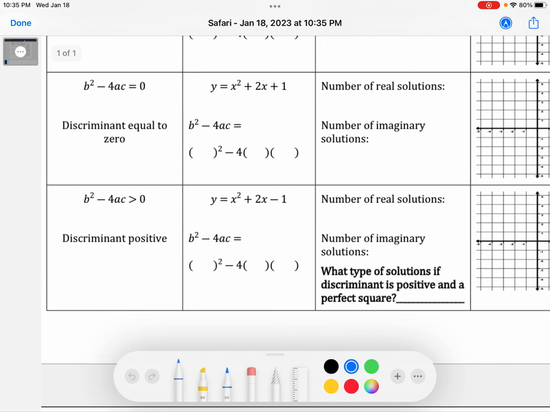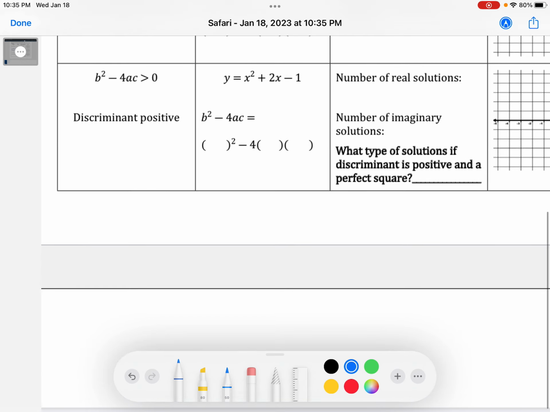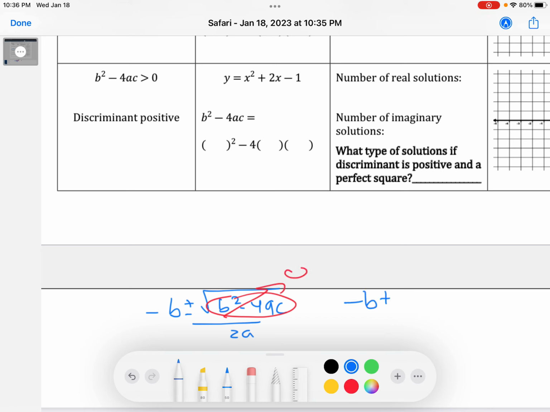Okay, the other possibility is you might be doing the quadratic equation and you get the discriminant is equal to 0. Now, how does that affect your equation? Remember, the quadratic equation is negative b plus or minus the square root of b squared minus 4ac all over 2a. Now, if this part, the discriminant, is 0, how does that transform our equation? Now we've got negative b plus or minus the square root of 0 over 2a. Well, the square root of 0 is just 0. So again, this is just going to be negative b plus or minus 0 over 2a.